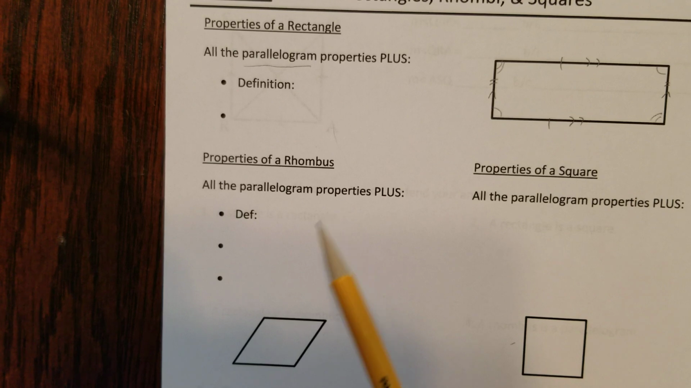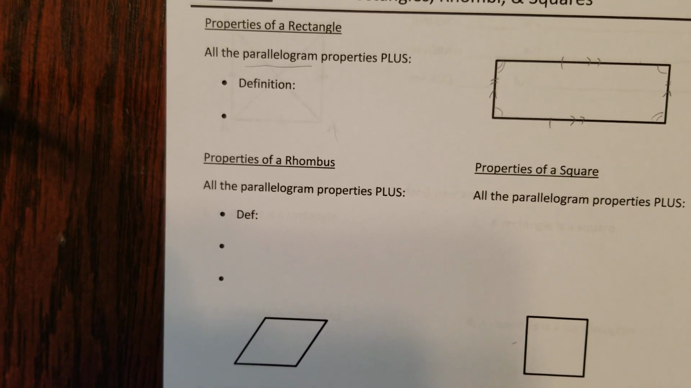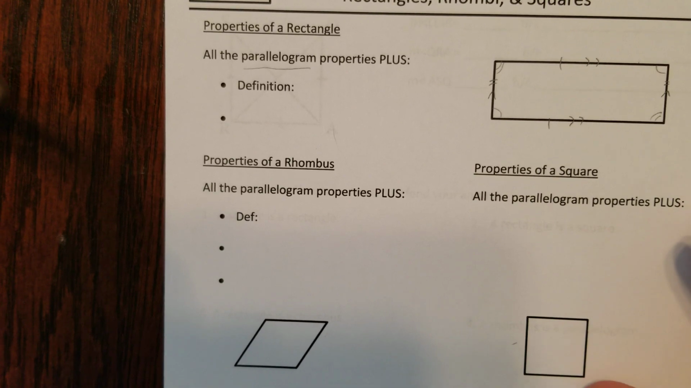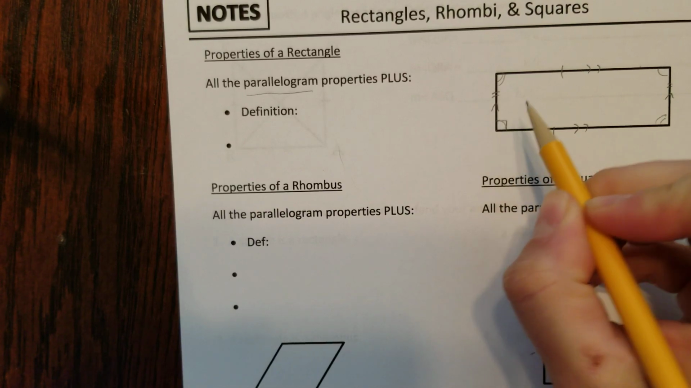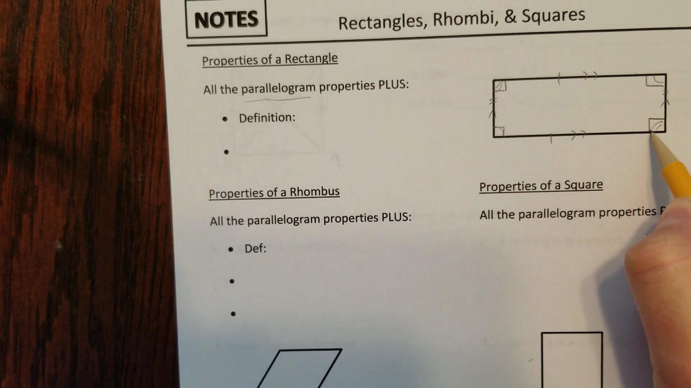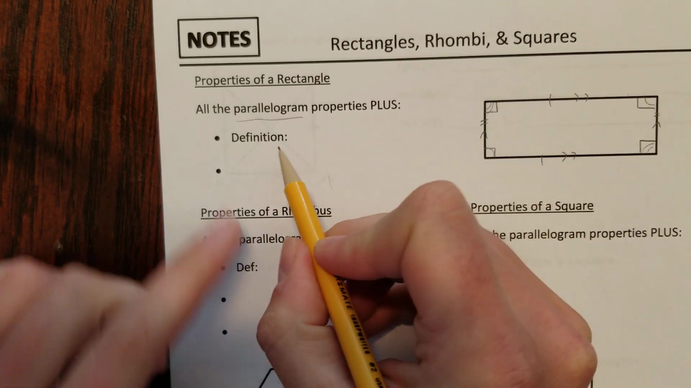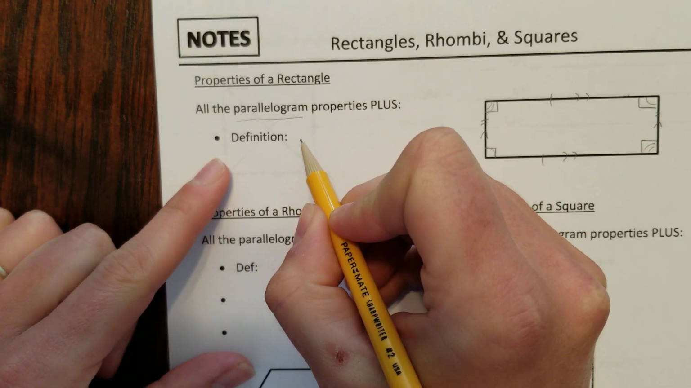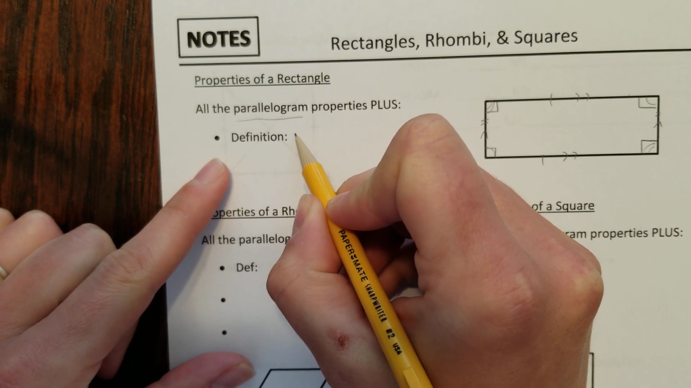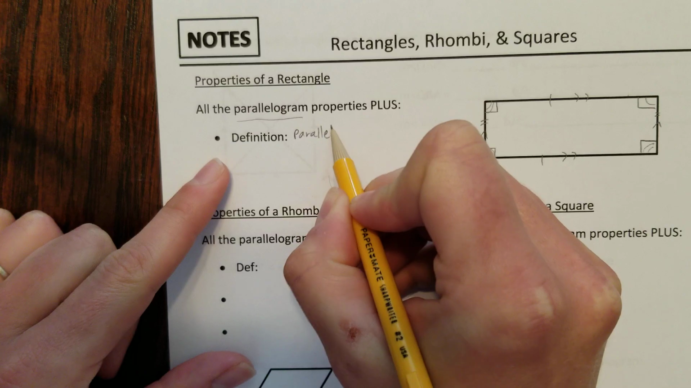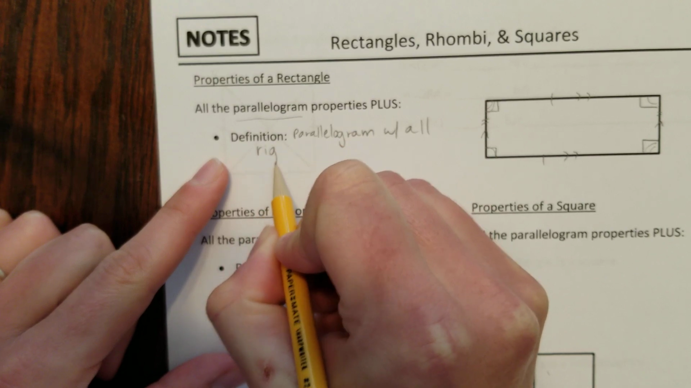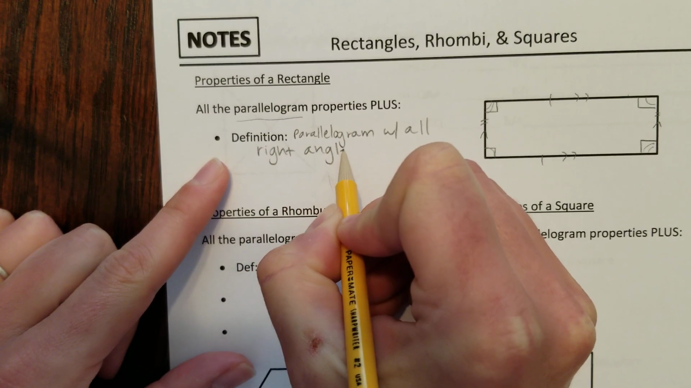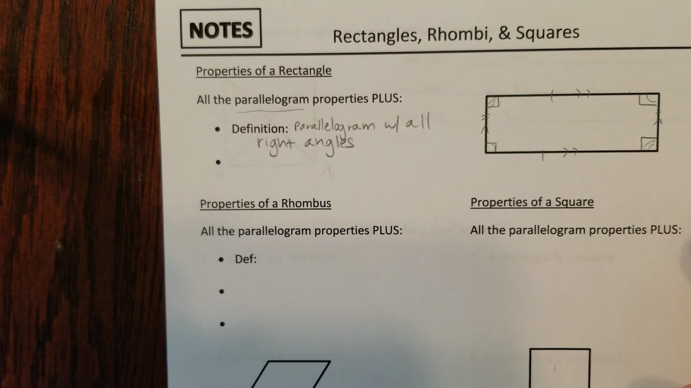So besides all those parallelogram properties, rectangles have two properties that set it apart from a parallelogram. So what makes it not quite a parallelogram, just a little bit more special. So the definition, you probably know just from looking at the picture, is that all angles are right angles. So every single one of those is going to be a right angle. So that is the definition of a rectangle. It's a parallelogram with all right angles. So that's what defines it. That's what sets it apart.